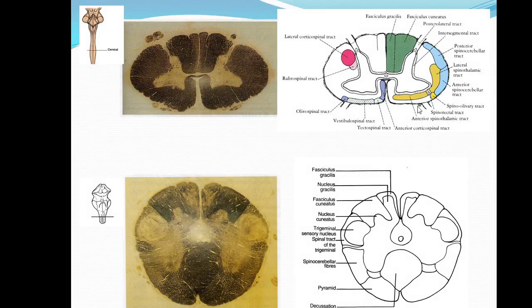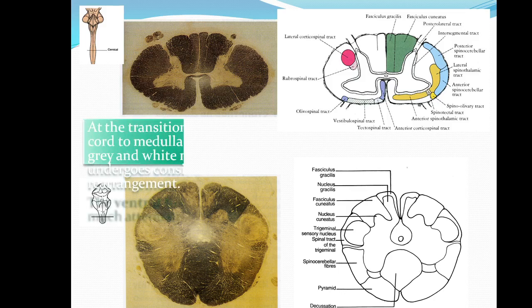Here, this is the spinal cord, and you can see the medulla oblongata. The lower part of it is almost similar. Tracts are almost similar. Here you can see the transition from the spinal cord to the medulla. The pattern of the gray and white matter undergoes considerable rearrangement.